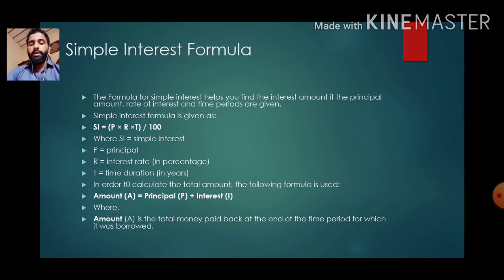Simple interest formula. The formula for simple interest helps you find the interest amount when the principal amount, rate of interest and time period are given. The simple interest formula is given as SI is equal to P multiplied by R multiplied by T divided by 100. Here SI is simple interest, P means principal, R means interest rate in percentage, T means time duration in years. In order to calculate the total amount, the following formula is used. Amount A is equal to principal P plus interest. Here amount A is the total money paid to the bank at the end of the time period for which it was borrowed.